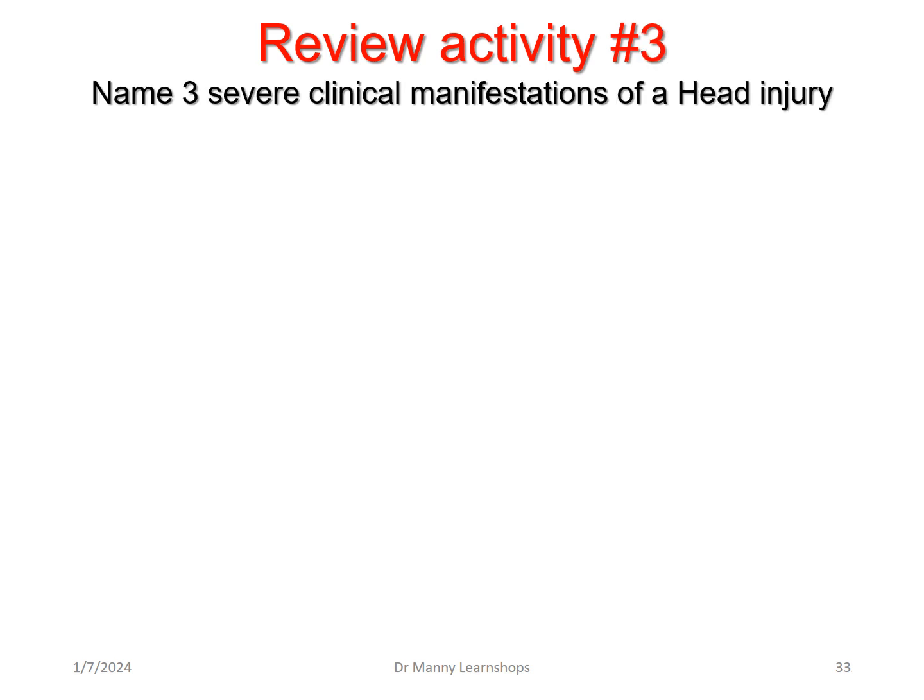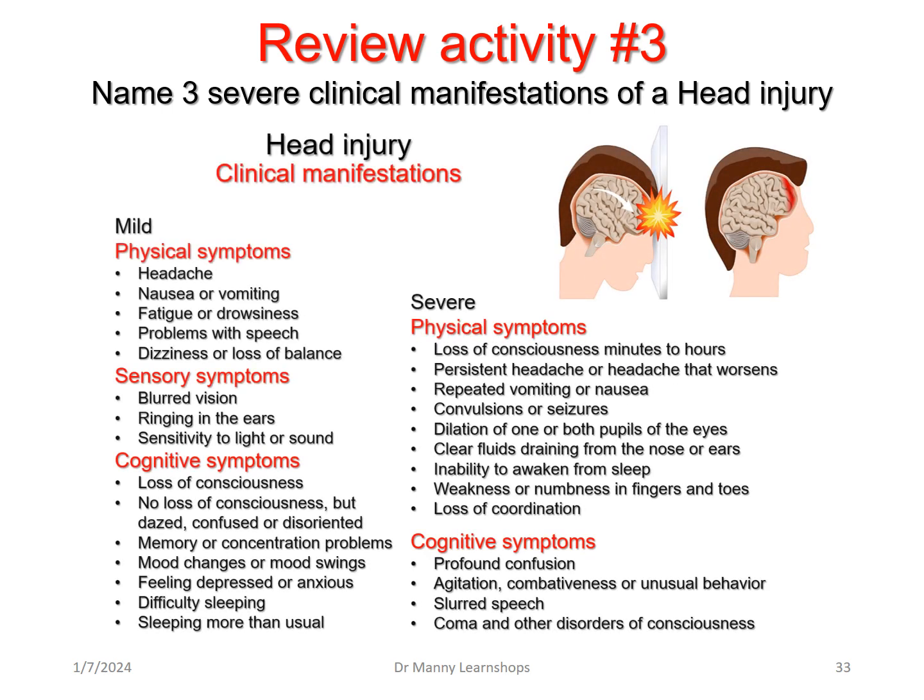Name 3 severe clinical manifestations of head injury. Well, the clinical manifestations are, more commonly, a severe headache. This can result in signs and symptoms that relate to vision, mobility, orientation, alertness, levels of consciousness.